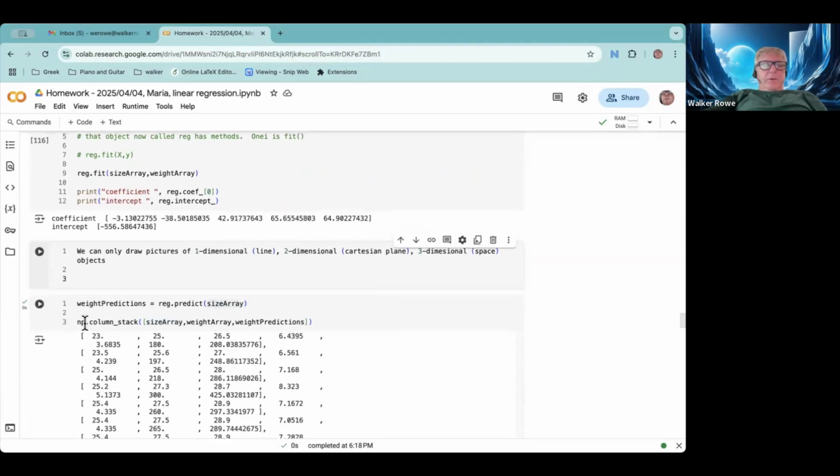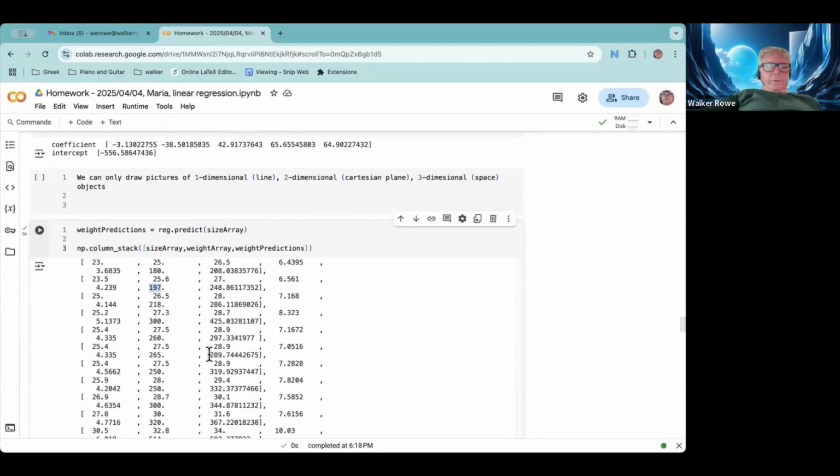Okay, now Maria is using this nice feature. I call it a nice feature because it really is. Column stack lets you put the input, there's the X, here's the Y, and here's the predictions. Lets you put them all together and print them out. So you can see here, oh, look at this one. See this one, the weight was 180. It predicted 208. Pretty close.